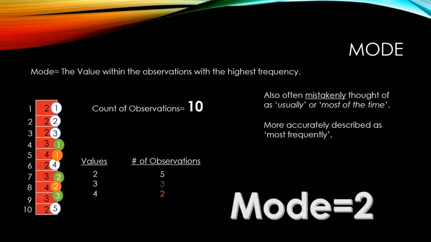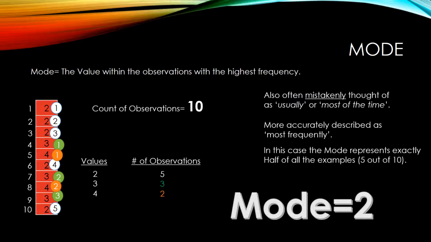It's not necessarily most of the time. In our example, our mode is 2, and that represents half of the examples in the data set. So that's not most. It's almost most, but it's half. And with a different data set, very easily the mode could have been something that occurs less than half of the time. So it is, again, a misnomer to refer to mode as the observation that happens most of the time. It's the one that happens the most frequently.